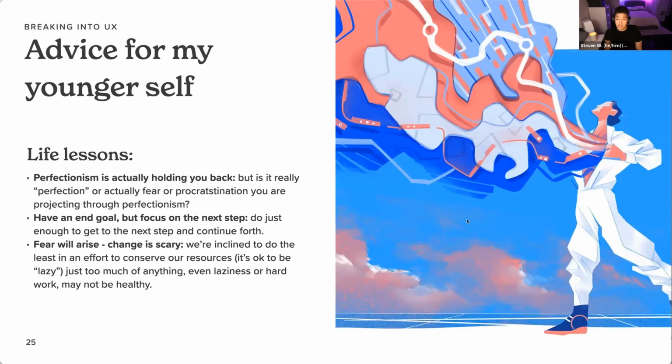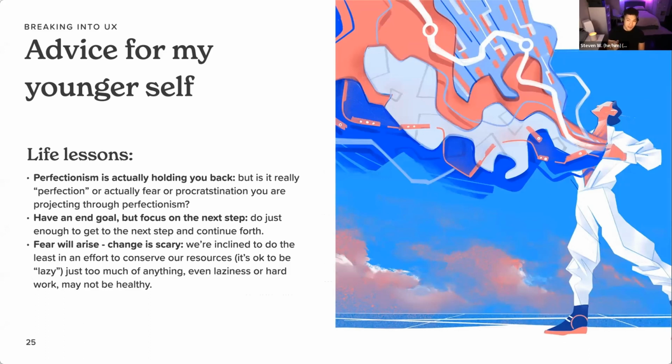And then lastly, I think this was the most important slide that I put together. If I were to do it all over again, what are some pieces of advice that I would tell myself? I was thinking about a lot of things, and these three kind of resonated with me for the time being. The first one being perfectionism. Perfectionism is actually holding you back.